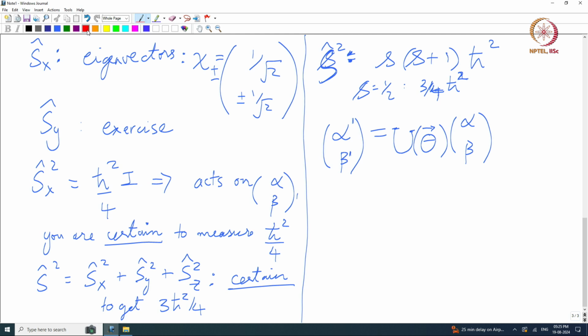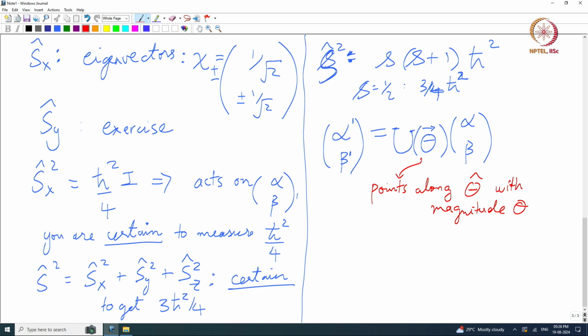So, let me once again clarify, what does this theta vector mean? It means I am doing the rotation along some direction, which points along some theta vector, some theta cap, in xyz space, with magnitude theta. So, that is what this shorthand notation means, okay.